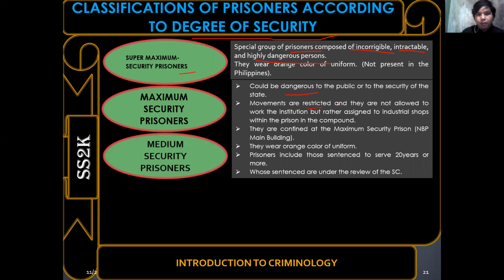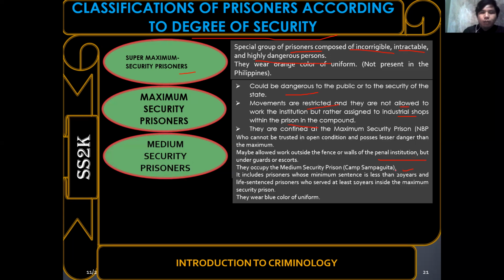Movement are restricted. So sila po ang nakakulong, sabi natin, doon po sa main building na Jubilee Prison. So they are not allowed to work in institution, but rather assigned to industrial shops only within the prison compound. They are confined at maximum security prison, NBP main building. No? And they wear orange color and uniform. Prisoners include those sentenced to serve 20 years or more. Yan. So, 20 years or more, maximum security prisoner po yung mga yan. Okay? Or whose sentence is under review of the Supreme Court. Okay? So, pagka life imprisonment kasi ang kulong, nire-review po yan ng Supreme Court. No?